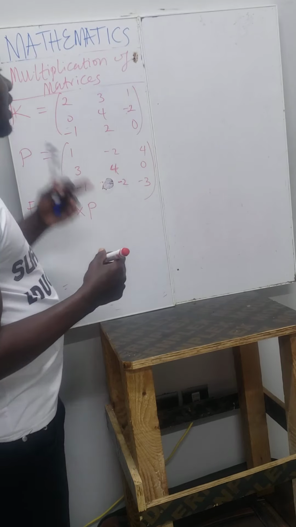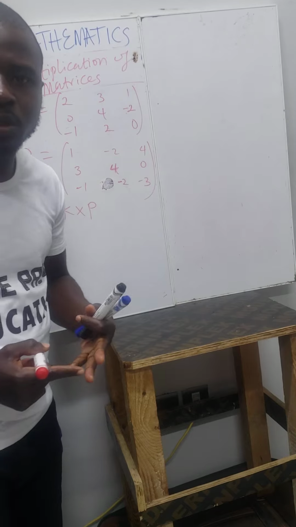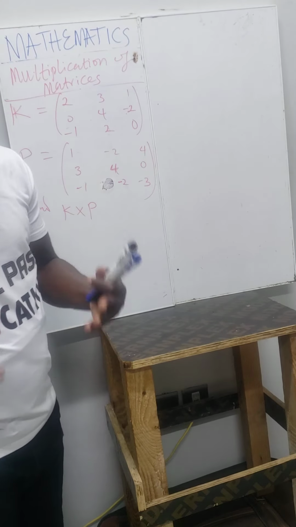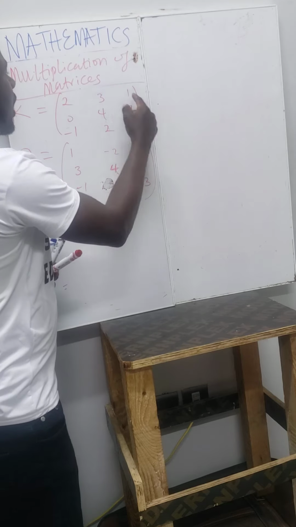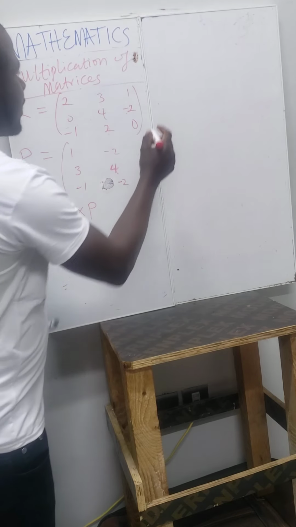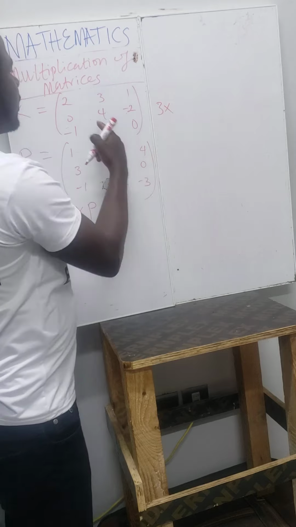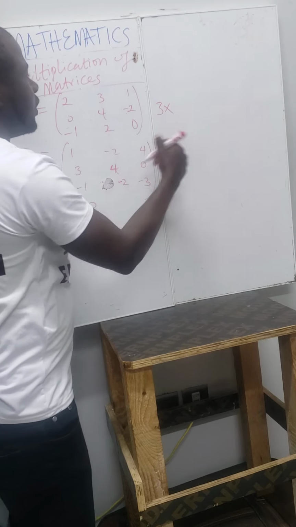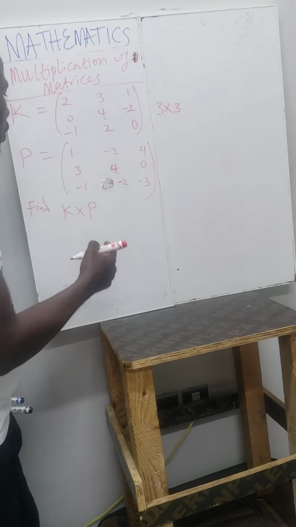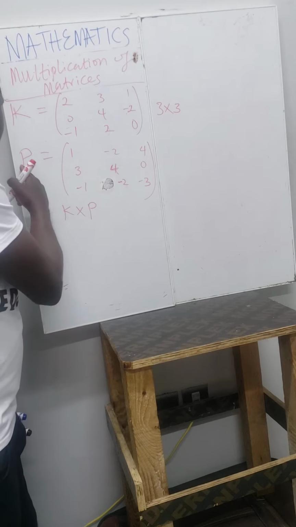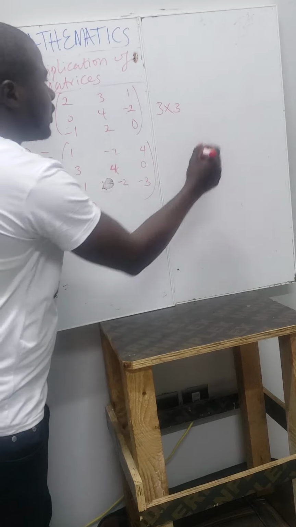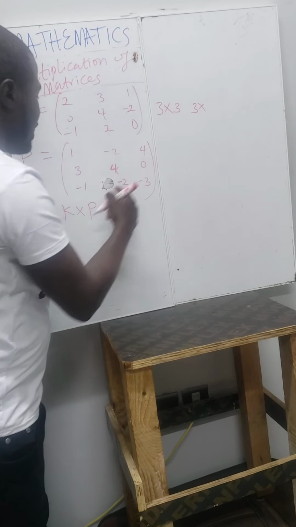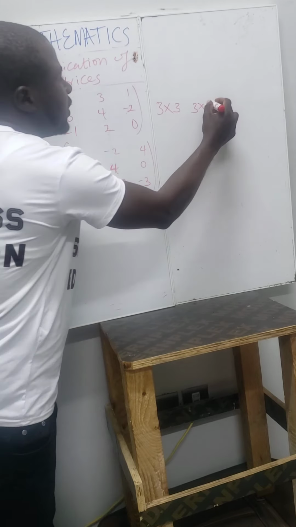The dimension of the matrices will tell us if they are multiplicable or not. The dimension of matrix K is 3 by 3. While the next one is P. Matrix P is also 3 by 3.